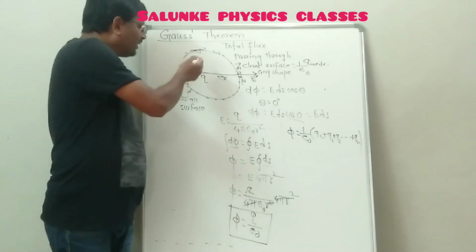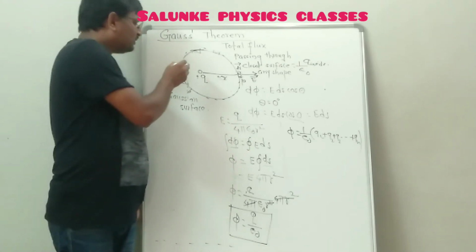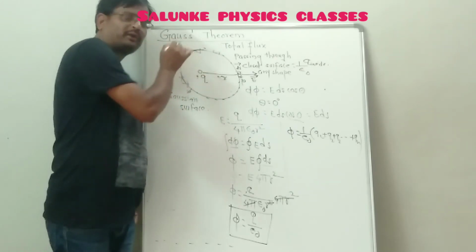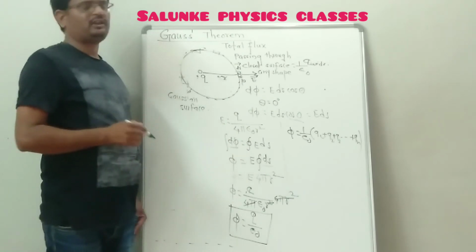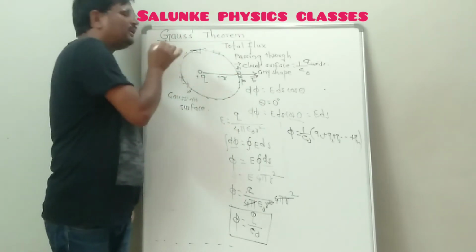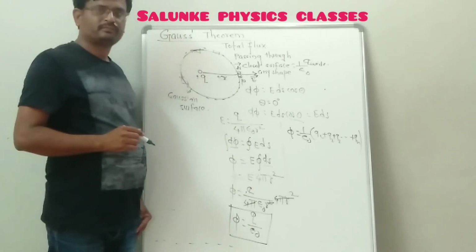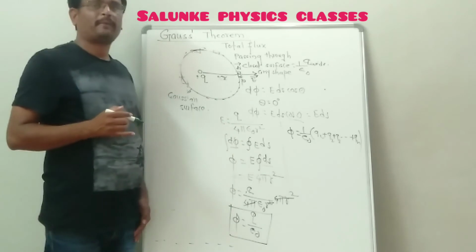For Gauss theorem, this charge must be inside the closed surface. It should not be outside the closed surface. If the charges are outside the closed surface, then total flux would be zero. These are the applications of the Gauss theorem.